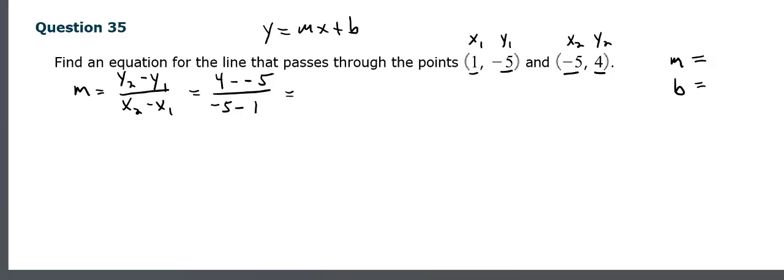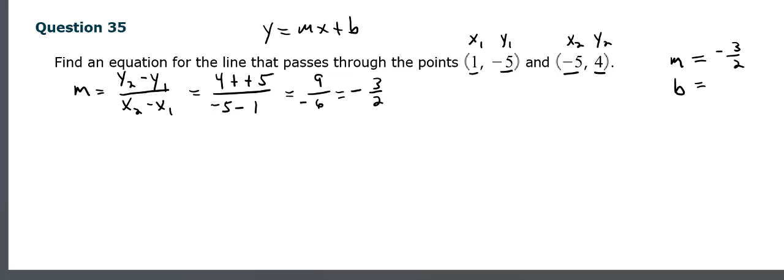So remember, anytime we have a double negative, that becomes a positive. So in the numerator we have 4 plus 5, which is 9. And in the denominator we have -5 minus 1, which is -6. So we have a negative slope, and we can reduce 9 over 6 by dividing each by 3. So our slope is -3/2.